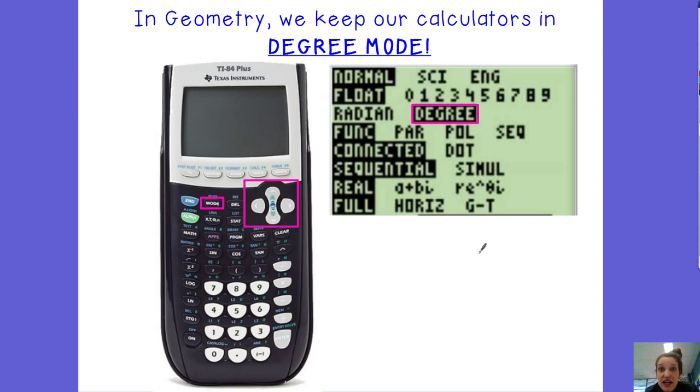We're going to clear our calculator every time we take a test or a quiz. When you clear your calculator, it resets to radian mode, so you always want to make sure that you change it to degree mode. If you're working these problems and you start getting some really funky answers, the first thing you should do is check and make sure that your calculator is in degree mode.